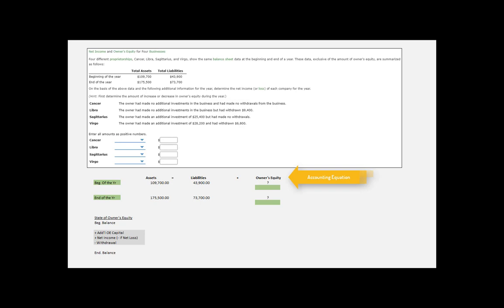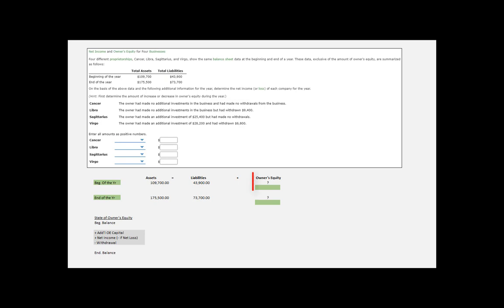So let's calculate that. First, lay out the accounting equation. Assets equal liabilities plus owner's equity. Beginning of the year and end of the year. The balances are given for assets and liabilities. Beginning of the year assets given is $109,700. Same with liabilities. It's given $43,900.